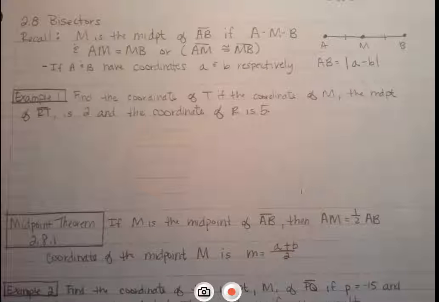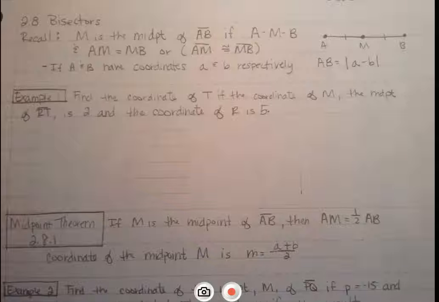First up, for today, we have 2.8. We're talking bisectors. All right, so first thing we have is recall that M is the midpoint of AB if we have A-M-B. We talked about this yesterday some, remember? I think. Okay, hopefully. All right, and AM equals MB, or the segment AM is congruent to segment MB.